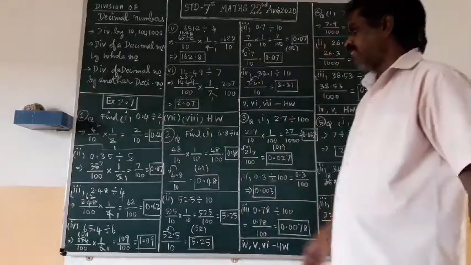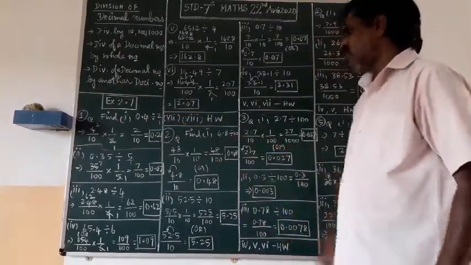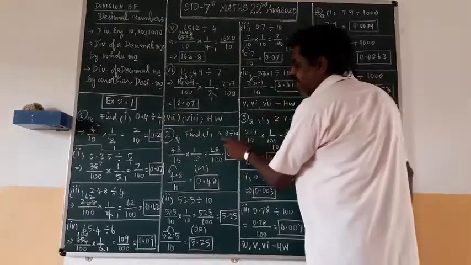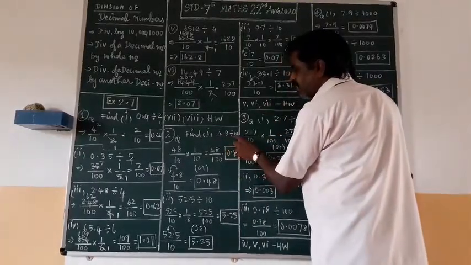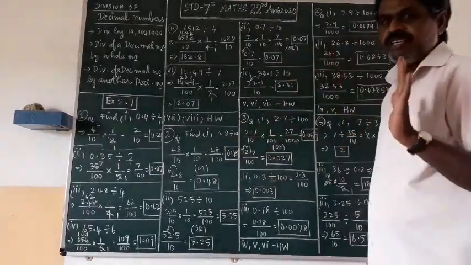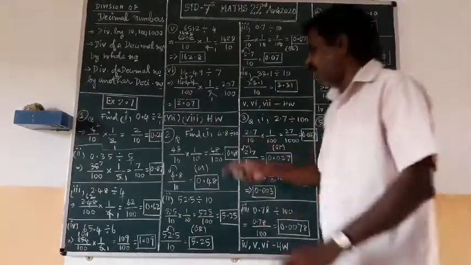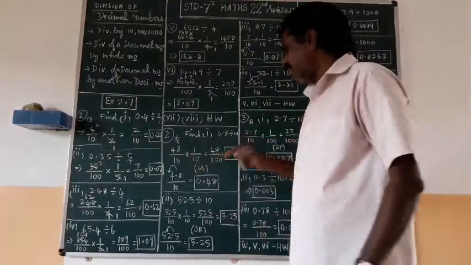Okay. Then second question. It is also similar, but here a decimal number division of 10. Easy method. Division of 10 means very easy. Listen how I have done. First method I have done.